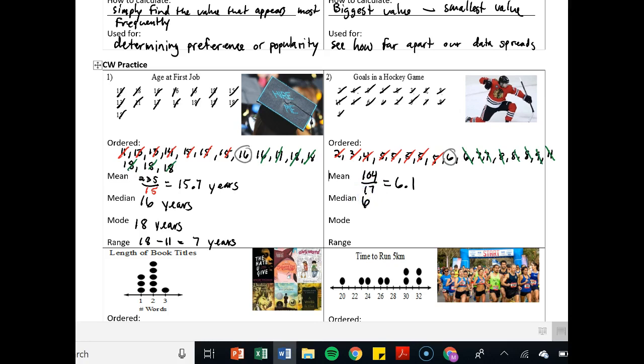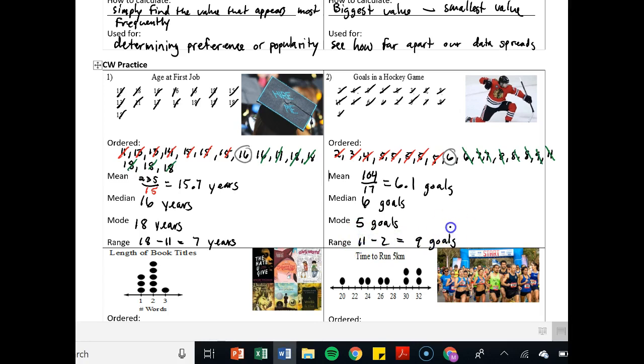The value that occurs the most is obviously 5, because it pops up 5 times. So 5 goals is the most. These are all goals. Average of 6.1 goals per game. And then your range is simply going to be 11 minus 2, which is 9 goals.